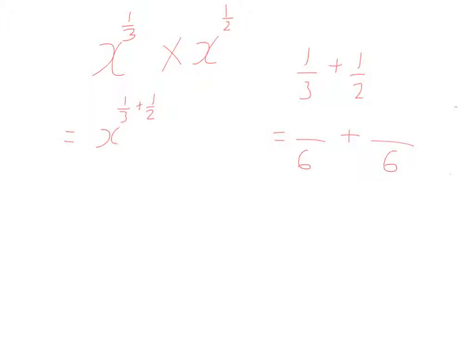To get from 3 to 6, I have to times by 2, so I'm going to times the top by 2 to get 2. To get from 2 to 6, I need to times by 3, so that's what I'm going to do to the top. 1 times 3 is 3. I can then write that as 5 over 6. And now that I've added those fractions together, I can write it as x to the power 5 over 6.